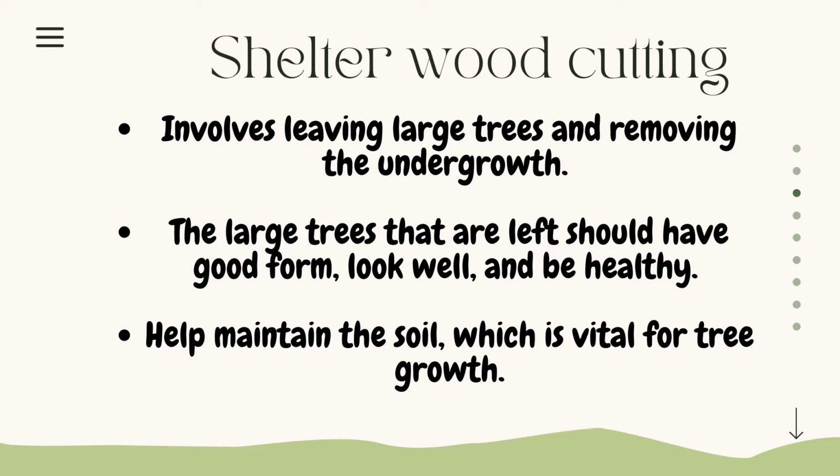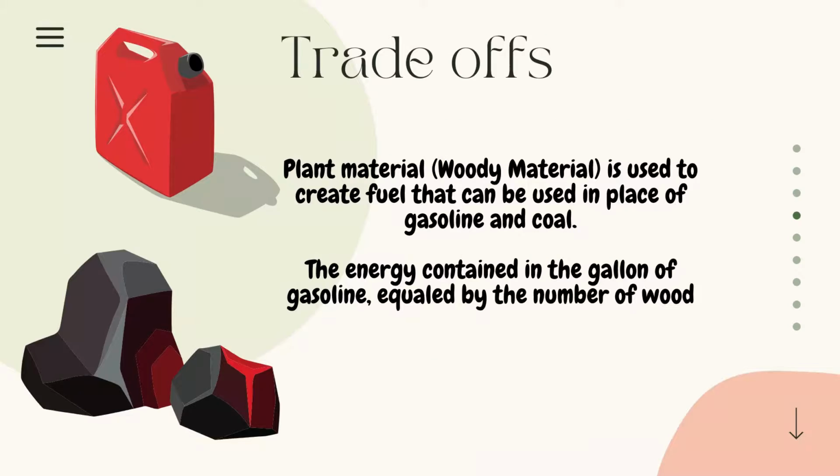The most frequently used tool in forestry is shelterwood cutting, which involves leaving large trees and removing the undergrowth. The large trees that are left should have good form, look well, and be healthy. They will seek the nutrition of trees, and by doing so, it will help maintain the soil, which is better for tree growth. The process filters water and also lays the groundwork for future wood utilization.